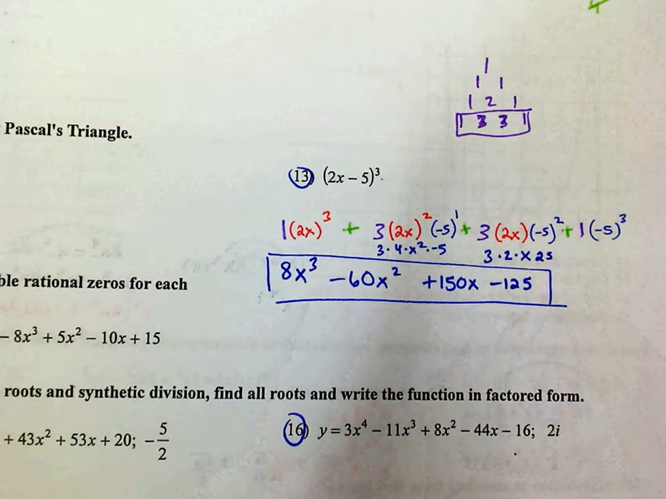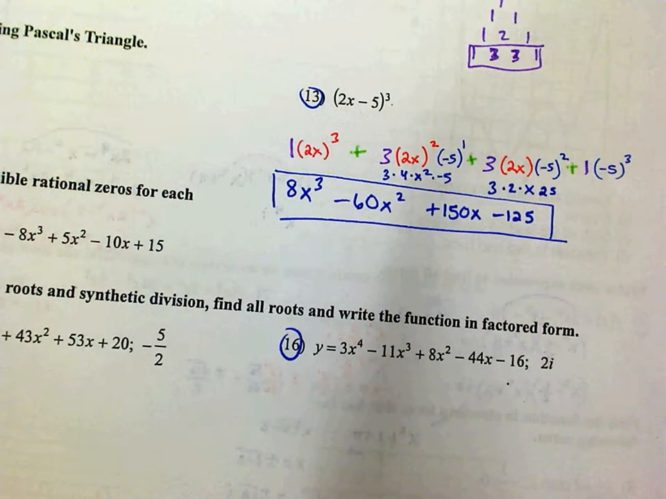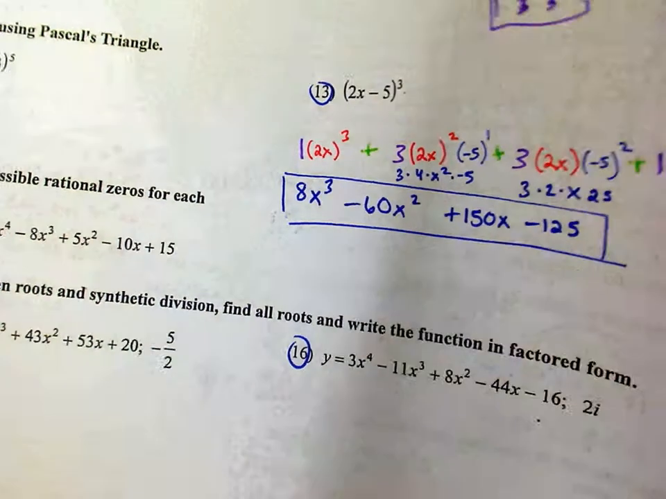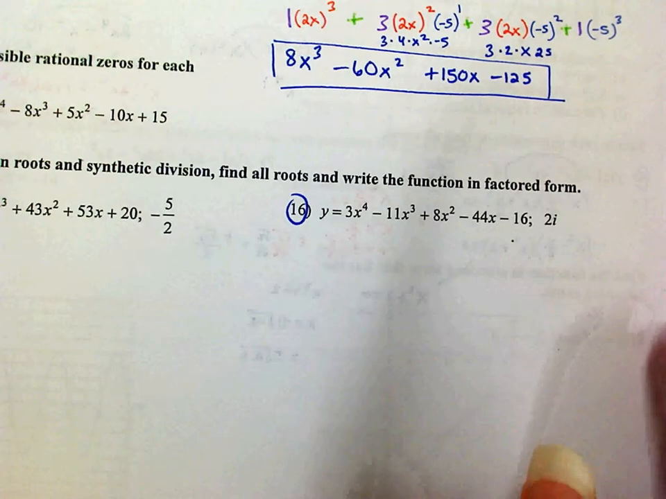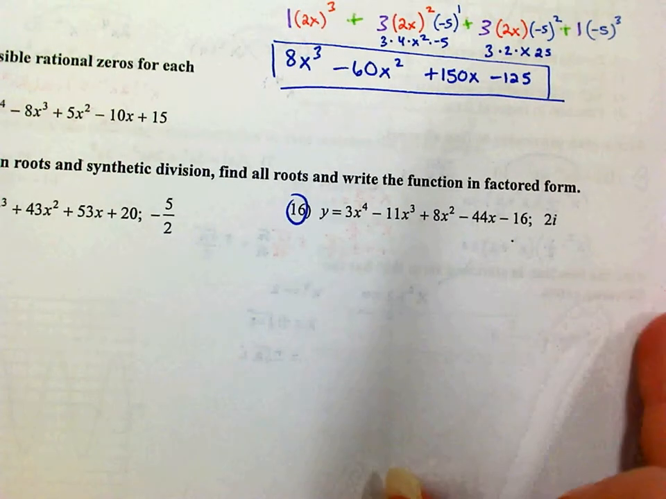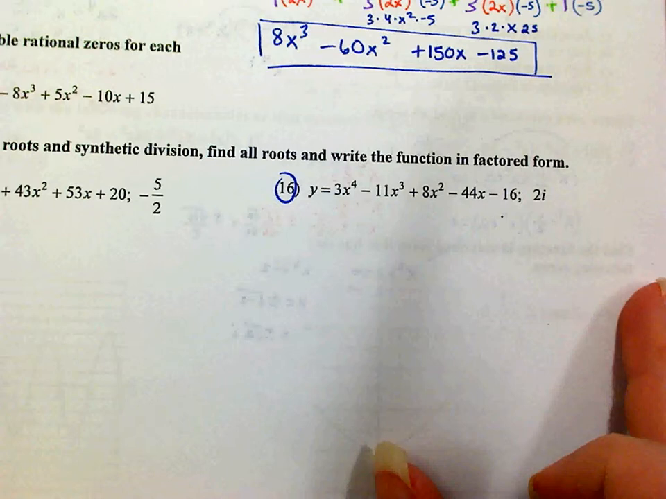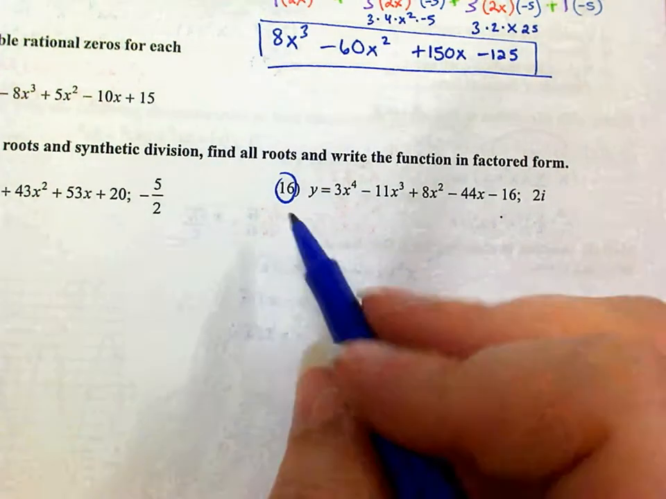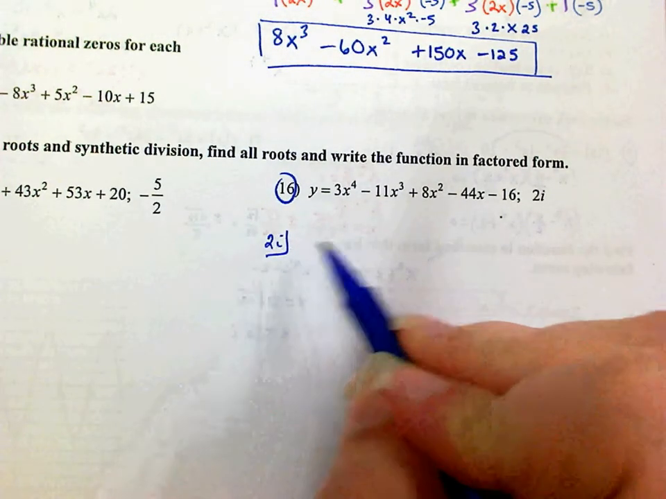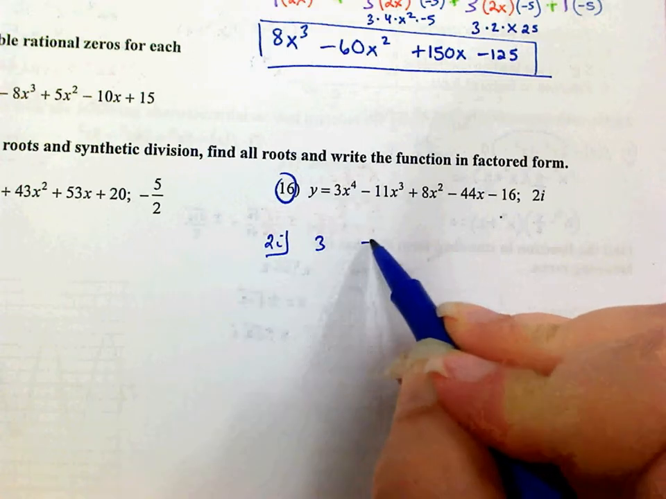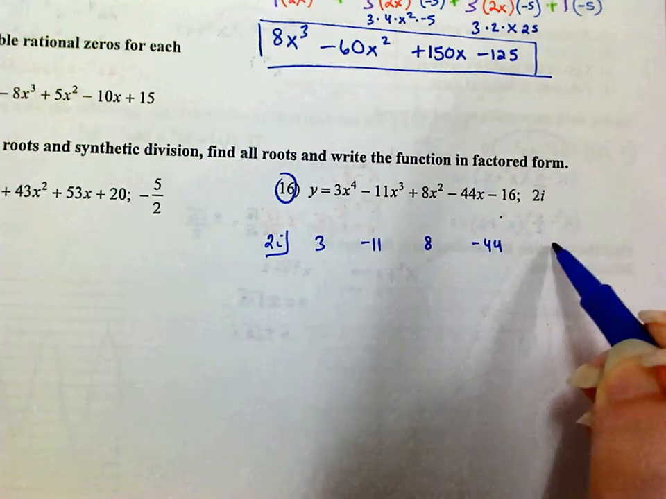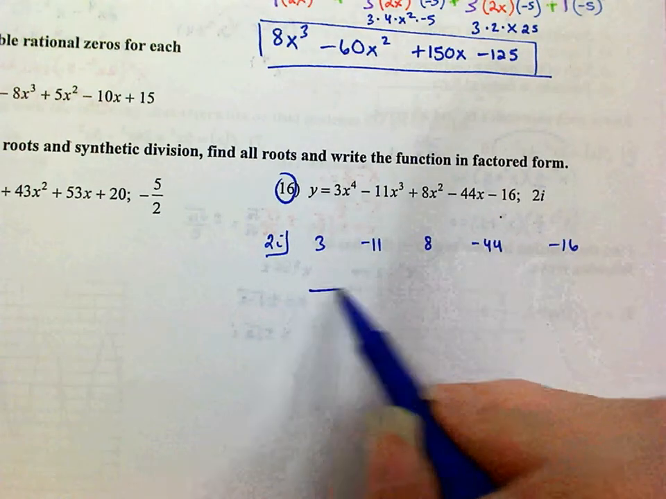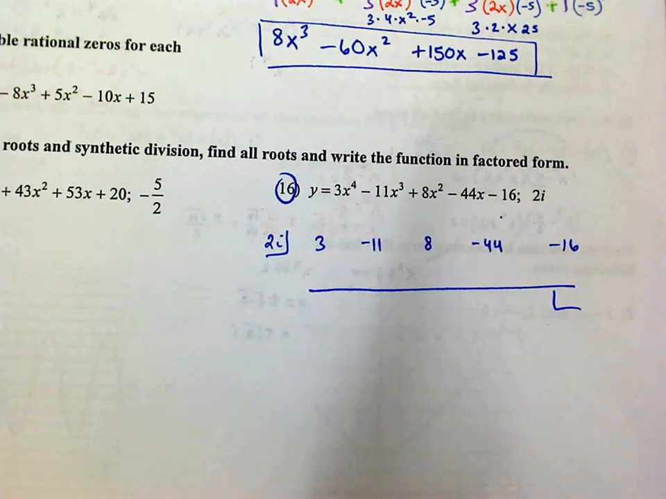Okay. Now let's do 16. It says using the given roots and synthetic division, find all roots and write the function in factor form. So, okay, they gave me 2i. So I'm going to do 3, negative 11, 8, negative 44, and negative 16. Remember that when you're doing these imaginary numbers, you probably want to give yourself some space.